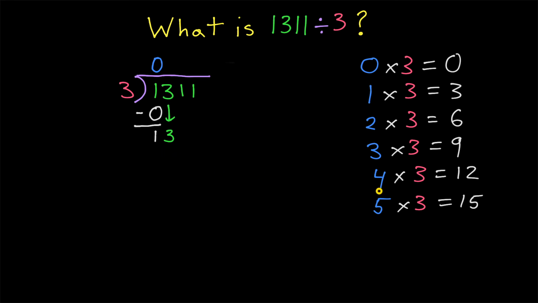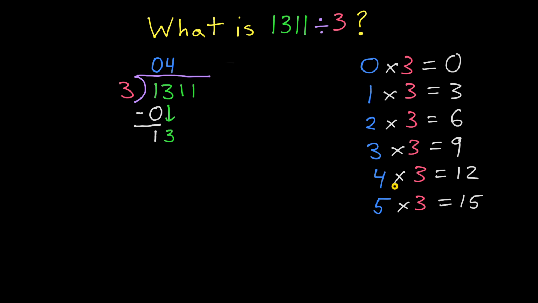4 is the highest number times 3 that gives us a result, 12, that is less than or equal to 13. So 4 is the number we were looking for. Go ahead and write this number right above the 3 in the dividend, above the long division operator. Just write it over here beside the 0. Write the 4, and now take 4 times 3 and write the result under 13.